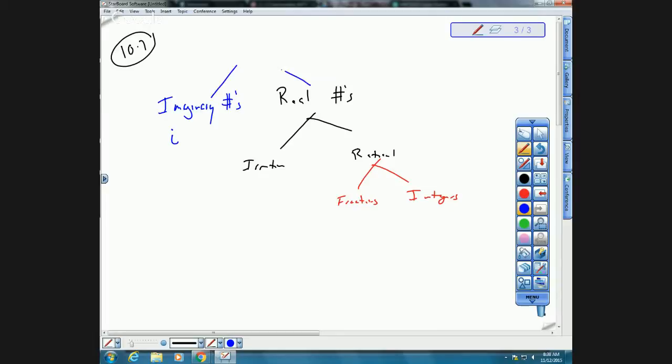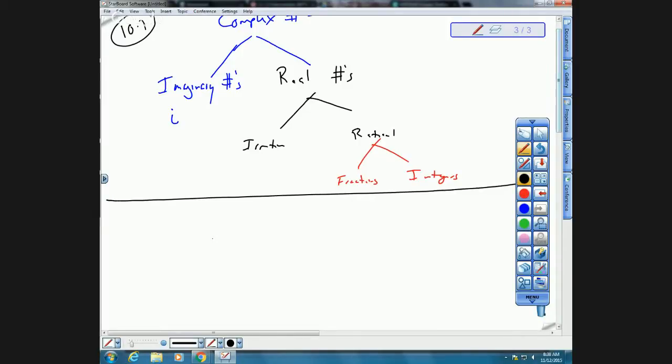And if you combine real numbers and imaginary numbers, you get complex numbers. The complex numbers is what everything really falls under. There's nothing after that. So you have real numbers and imaginary numbers. So what we're going to talk about in this section that we have not talked about before are these complex and imaginary numbers.